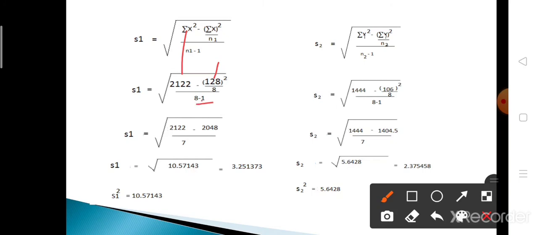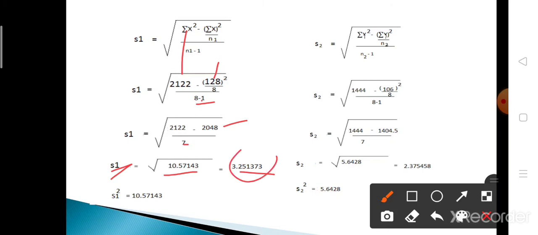Now 8 minus 1, that is 7. But 128 square divided by 8 value is 2048. Now 2122 minus 2048 divided by 7, that is 10.57143, and the square root of that value is 3.251373. Here the value of S1 is 3.251373. Now we want the value of S1 square.